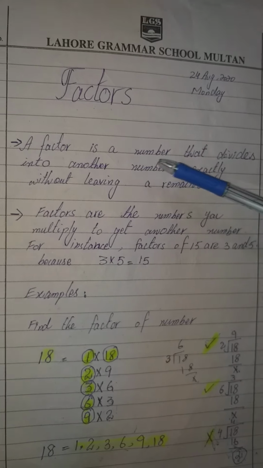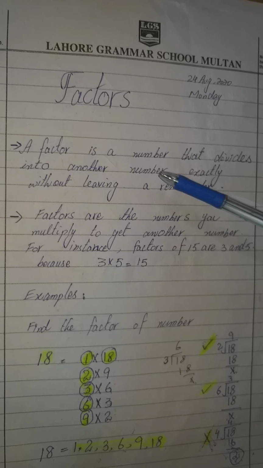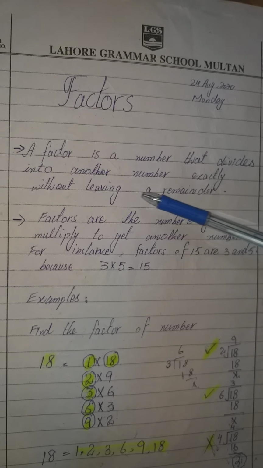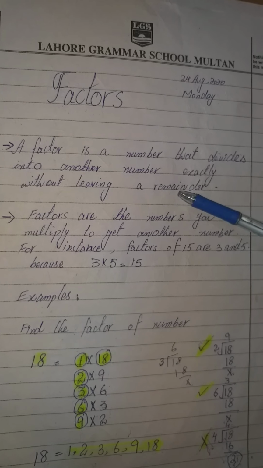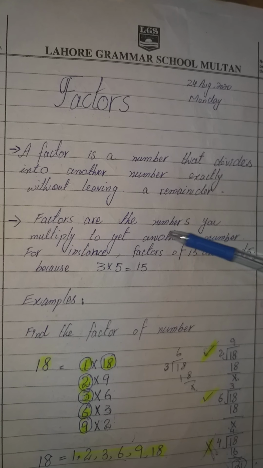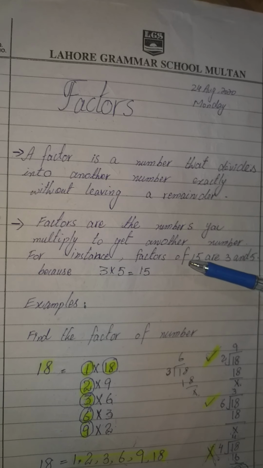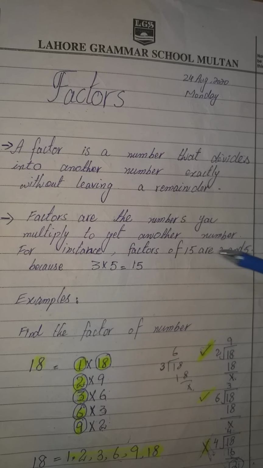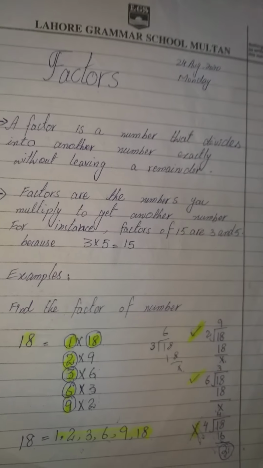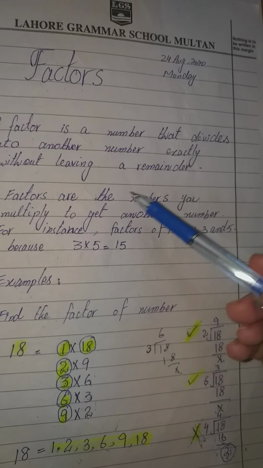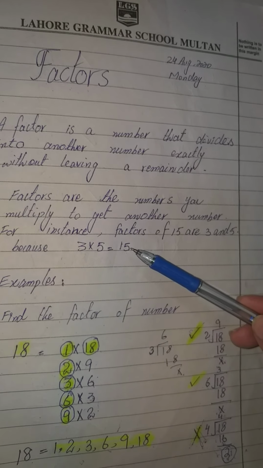Factors. A factor is a number that divides into another number exactly without leaving a remainder. Another definition: factors are the numbers you multiply to get another number. For instance, factors of 15 are 3 and 5. 3 multiplied by 5 is equal to 15.